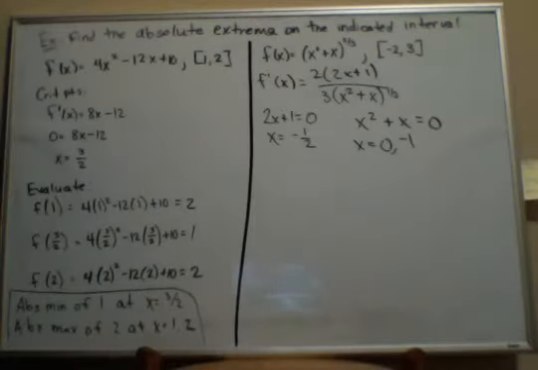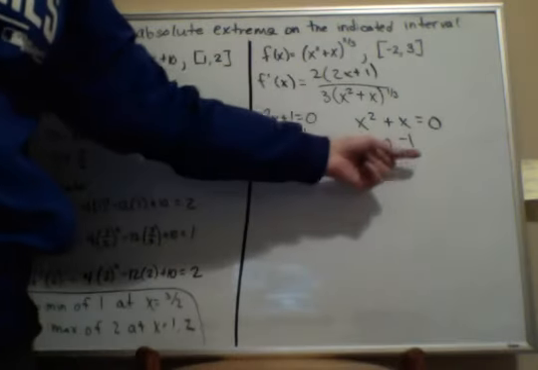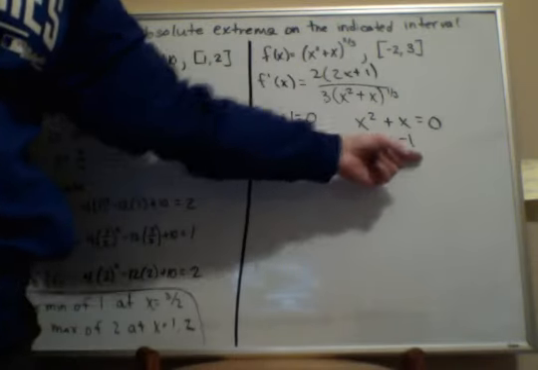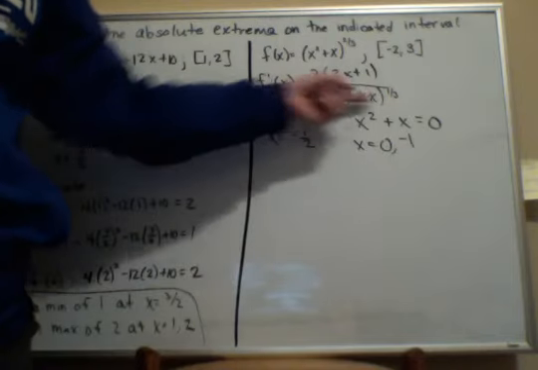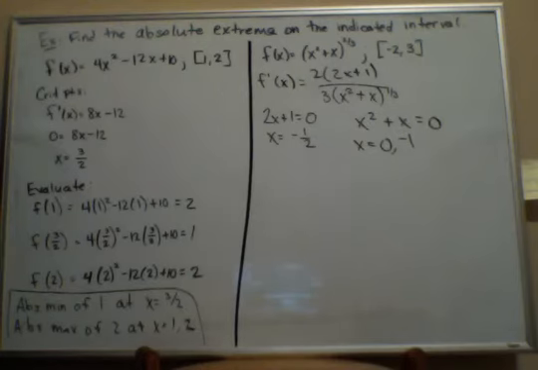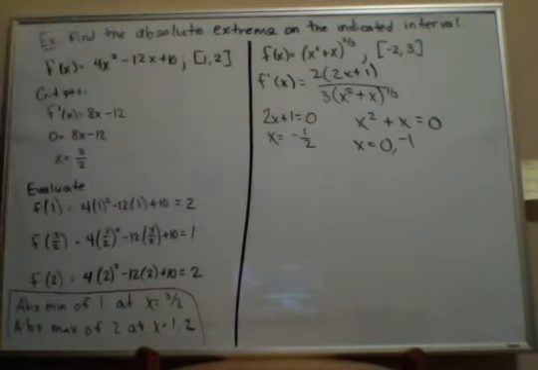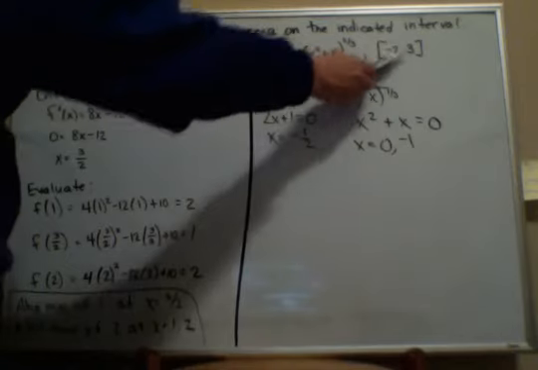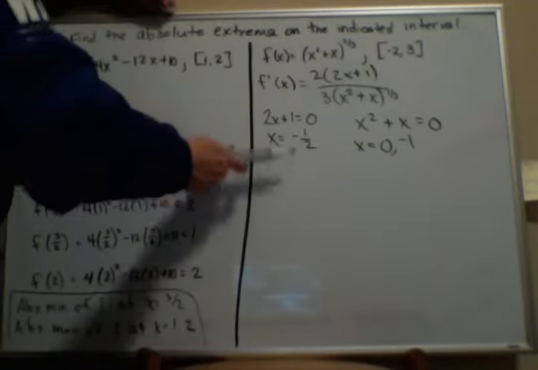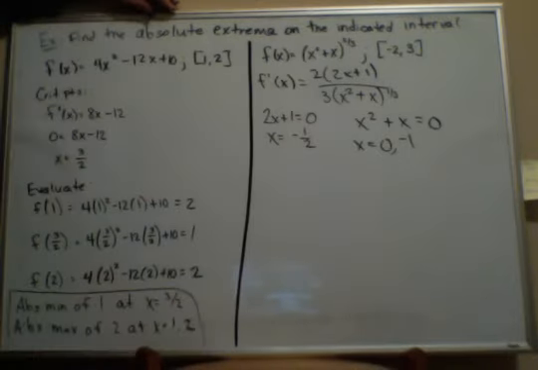Okay? And even though the derivative does not exist for these values of 0 and -1, right? If this is 0 and -1, we can't evaluate that. That gives us something that's undefined. The original function is defined at x equals 0 and -1, so we have to actually test all of these points. We have to test the two endpoints, -2 and 3. We have to test -1/2, 0, and -1.